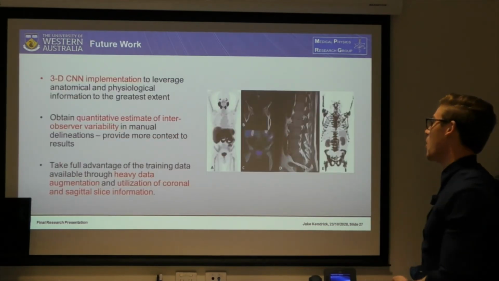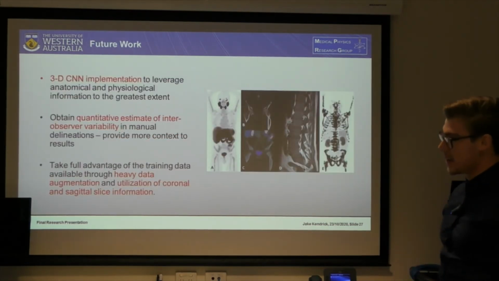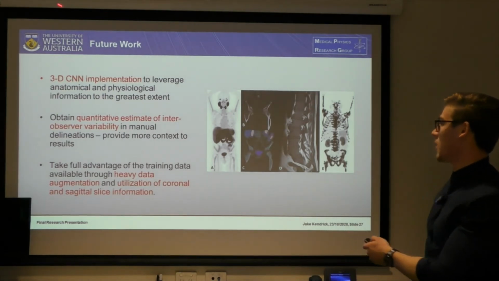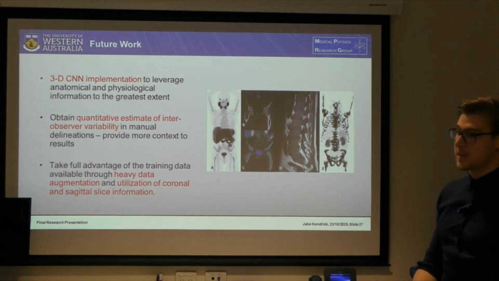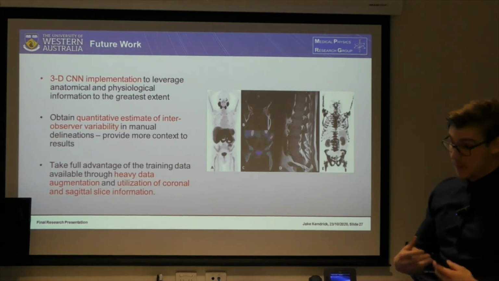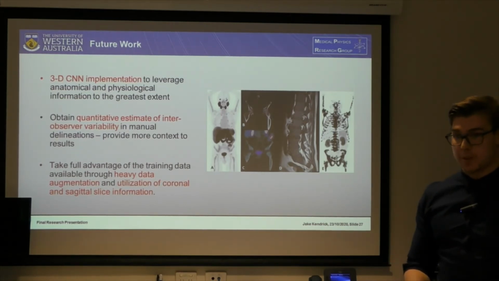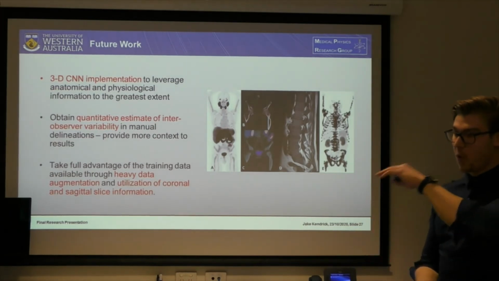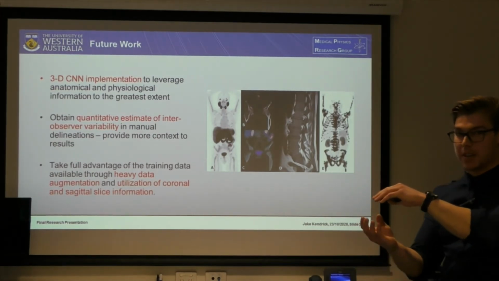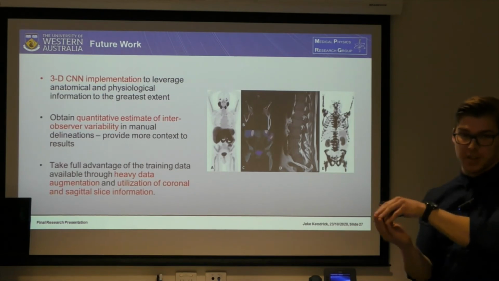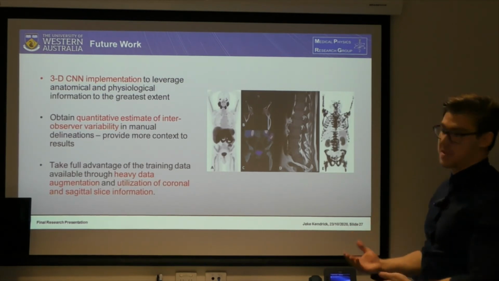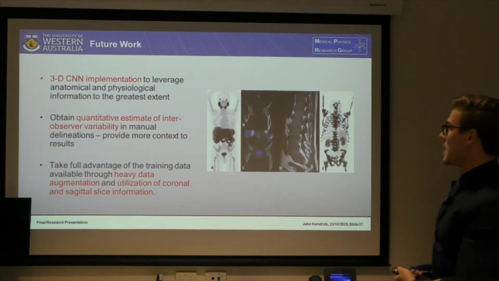In terms of future work, I think the primary path of future work should focus on 3D CNN implementation, which would, as mentioned, enable the model to leverage information in all 3 dimensions when making a prediction. If there is a lesion in one slice, there is a higher probability that there's also going to be a lesion in the adjacent slice. So the model is completely missing that information.